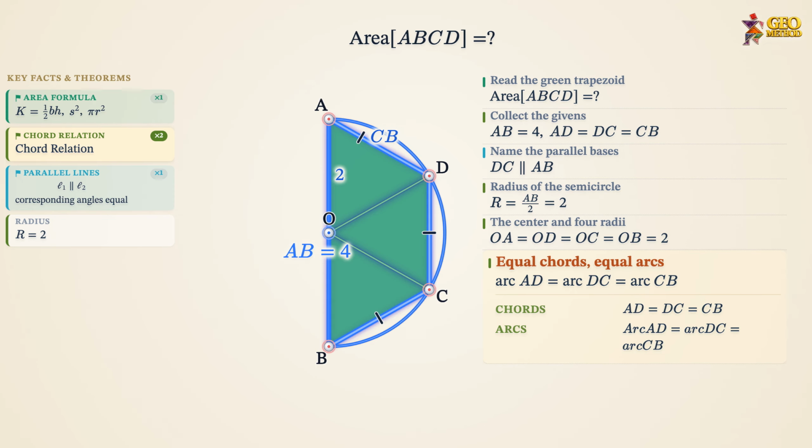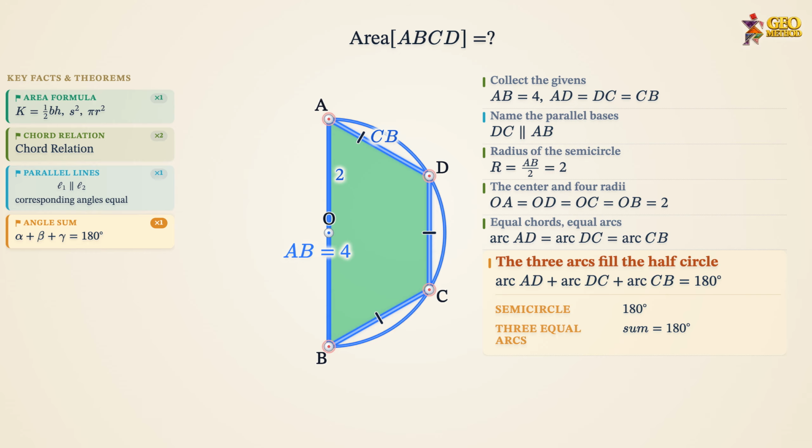Here is the key theorem. Equal chords cut off equal arcs. Because the chords segment AD, segment DC, and segment CB are equal, the three arcs they stand on are equal too. Watch the three central wedges OAD, ODC, and OCB light up.